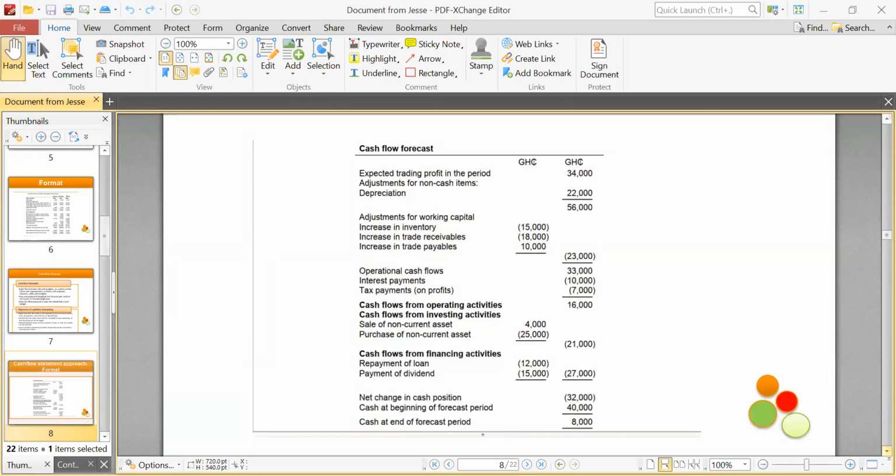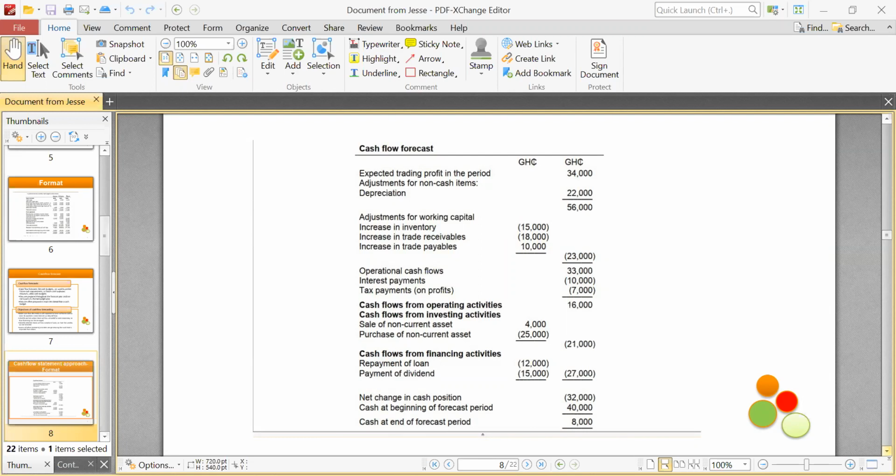So it begins with profit, right? And then you add back depreciation. Like our friend said, when we are doing our P&L, we deducted depreciation. So we need to add back depreciation as an adjustment. Then you move on to your working capital. If there's an increase in inventory, it means that you bought inventory, and so cash went out. If there's a decrease in inventory, it means that you sold inventory, and so cash came in, so that will be a plus. In this case, it was an increase in inventory, and so it will be a minus 15.